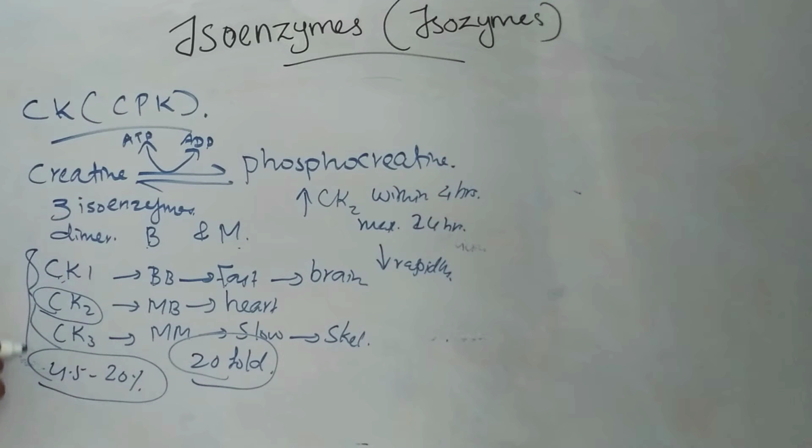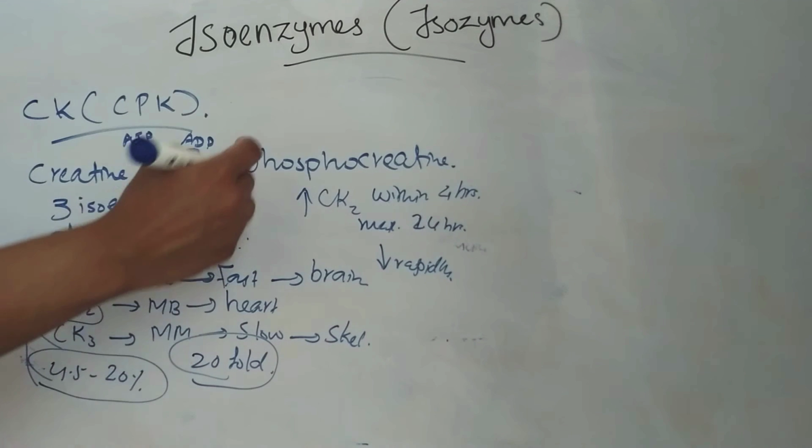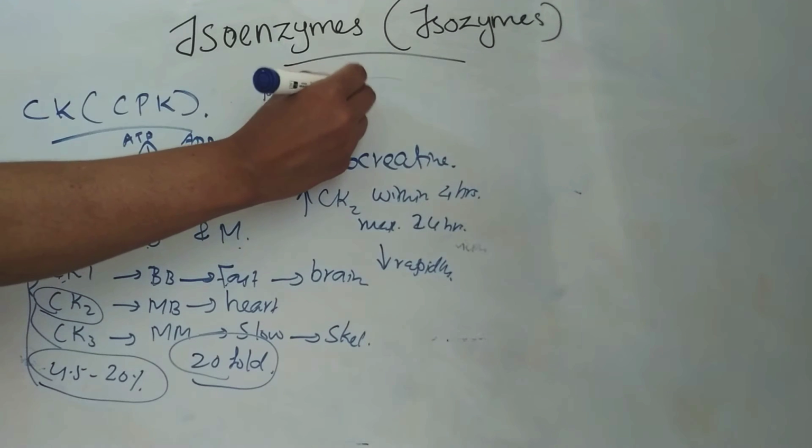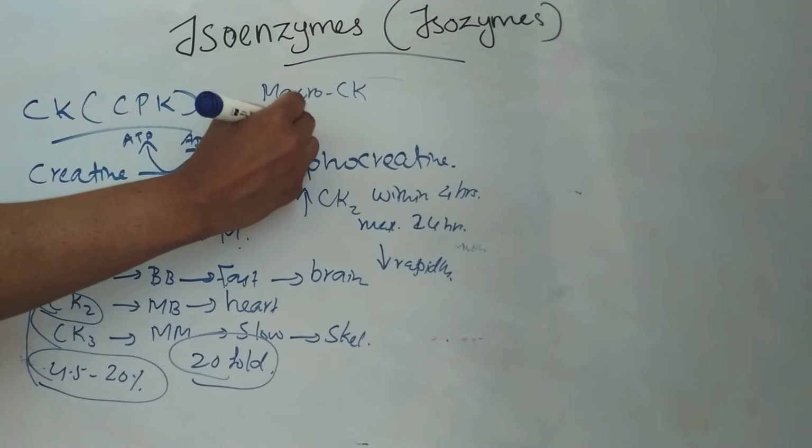So mainly 3 isoenzymes are there, CK1, CK2, CK3. Then atypical isoenzymes are there, known as macro CK and mitochondrial CK.